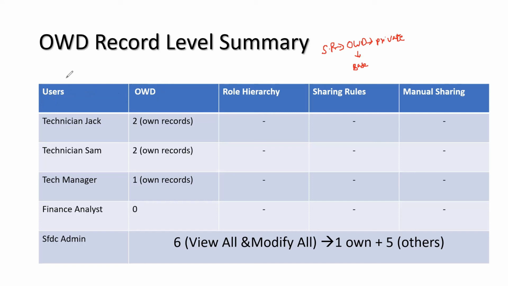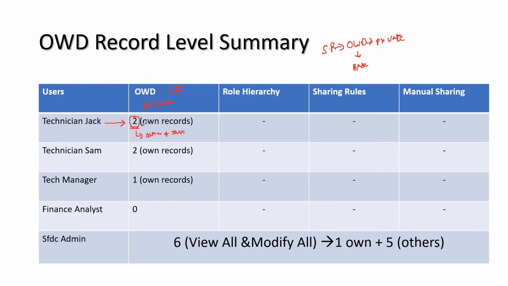We have the list of users in this first column. We have the OWD setting, and we'll discuss how it behaves when set to private for the service request object. Now, technician Jack basically owns 2 records. That means he has created these 2 records, so the owner of these 2 records is technician Jack.